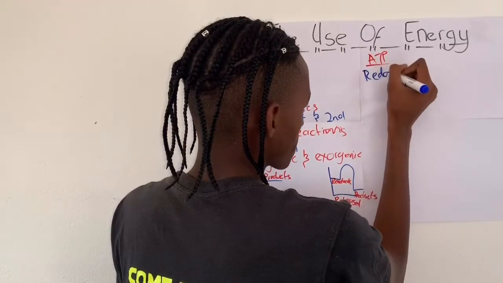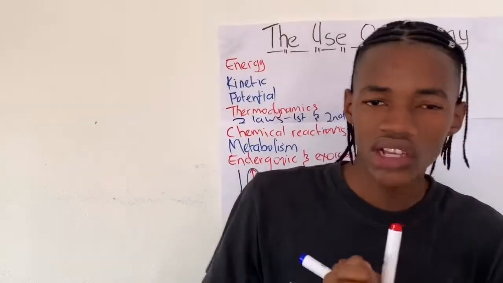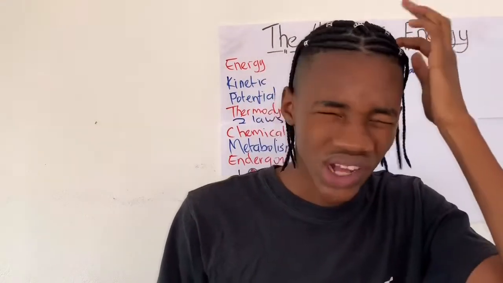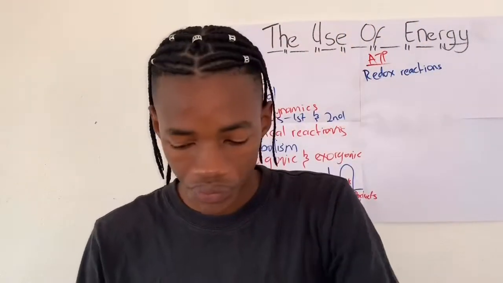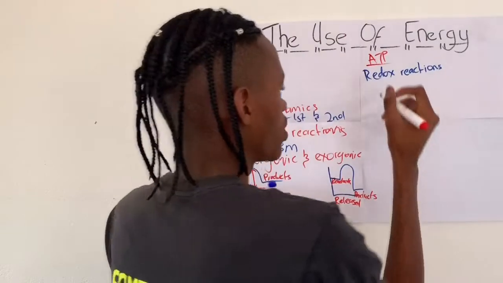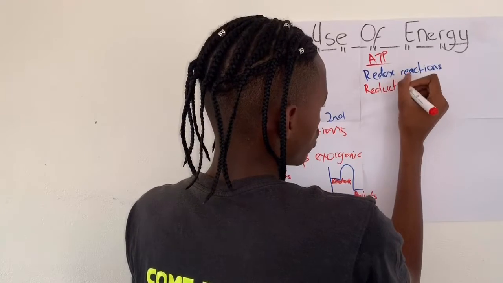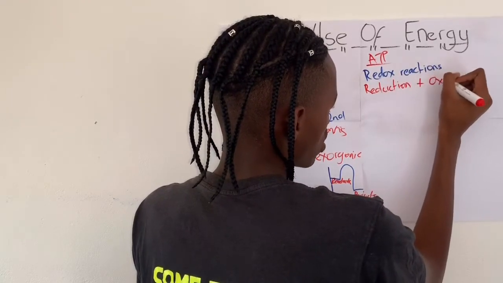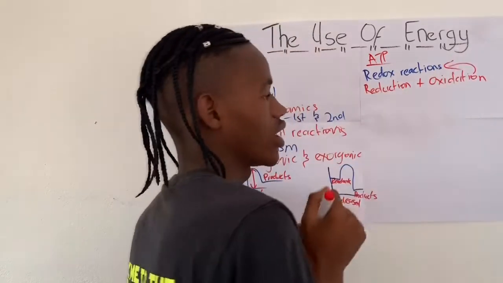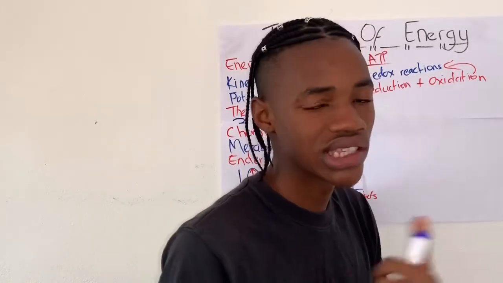And now we have redox reactions. Redox reactions are reactions that oxidize one molecule or atom, and also reduce one molecule or atom at the same time. So we have reduction plus oxidation, which obviously comes with redox reactions. Redox reactions are also called oxidation-reduction reactions or simply redox reactions.